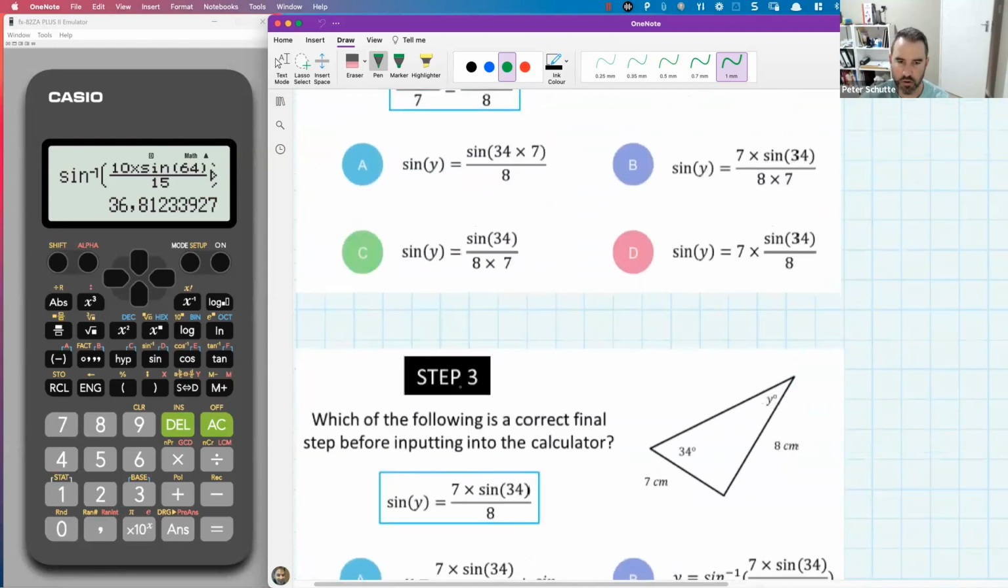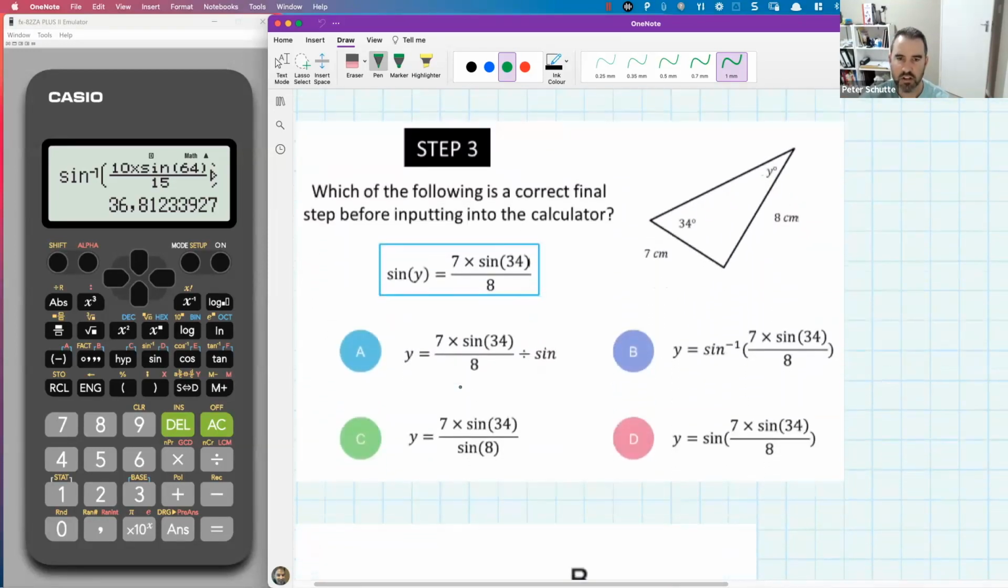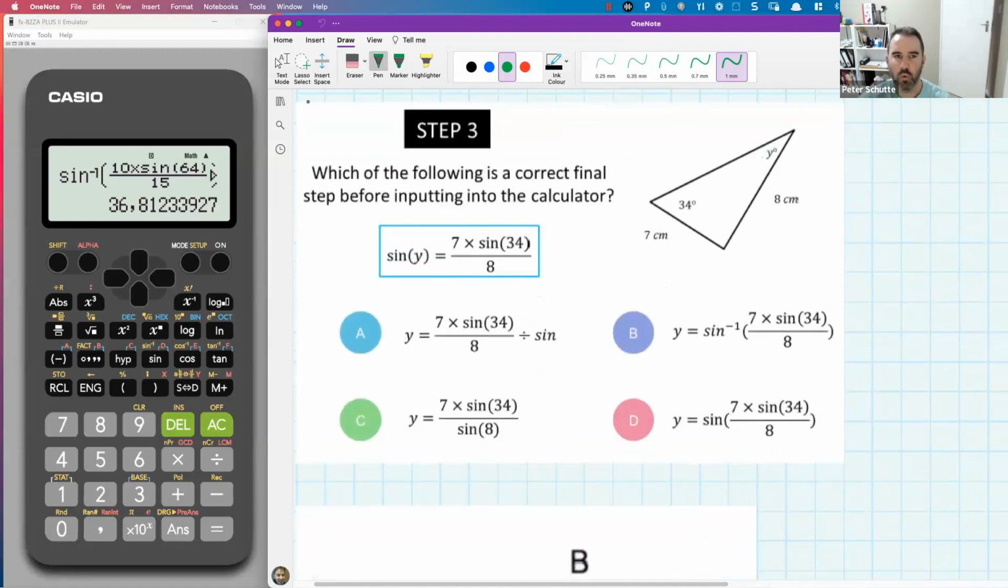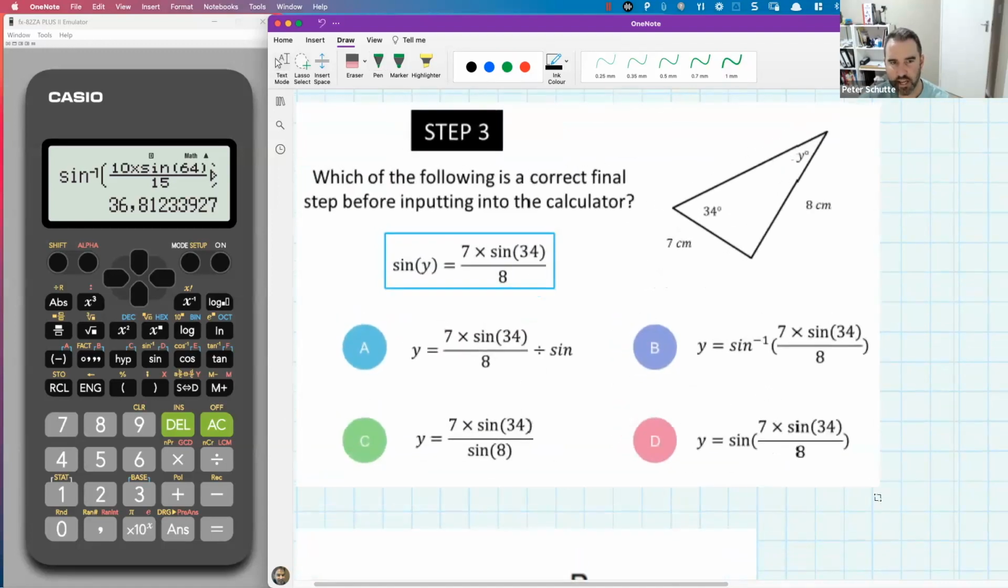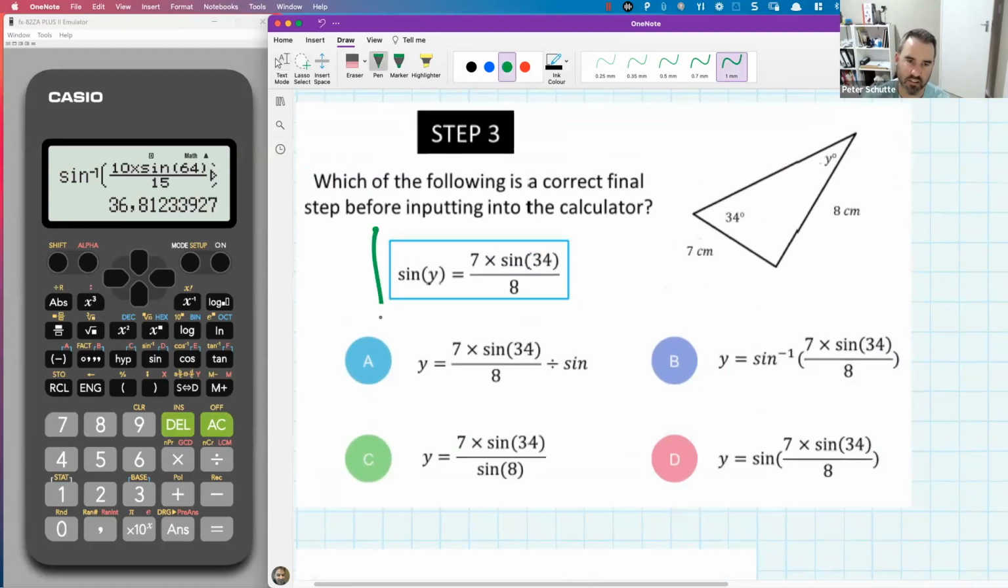Now, let's go through that one. Let's do this one. Which of the following is a correct final step before inputting it into the calculator? So you're given this thing to start with, that the sine of y equals this, and you need to choose the correct option from these four here. Which one do you think would be correct?